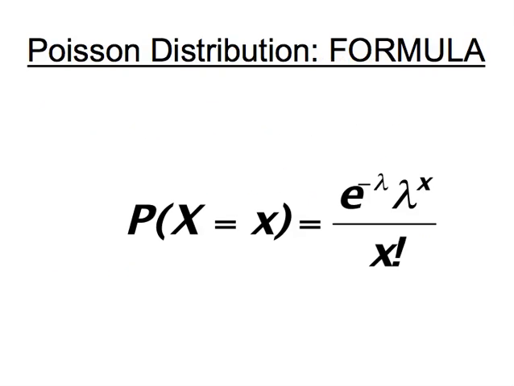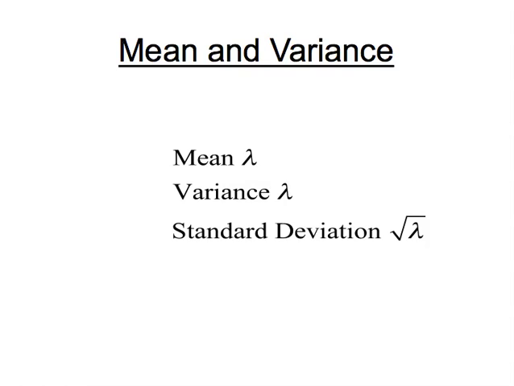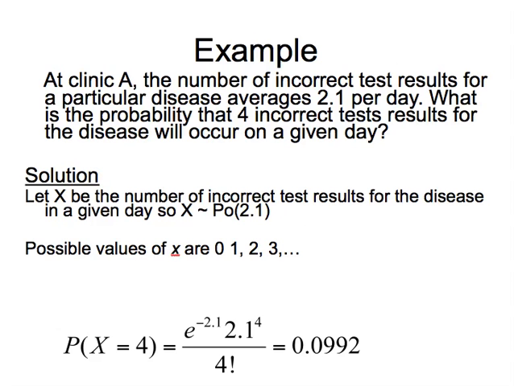The formula is e to the minus lambda, lambda to the x over x factorial. Now, e is a function you should find on your calculator. It's above ln, so usually you have to do shift or second function to get to that e. And the factorial function should also be on your calculator. Now I'll just quickly talk about the mean and the variance of the Poisson. The mean is lambda, the variance is also lambda, and the standard deviation is the square root of lambda. So that's very easy. Now let's look at an example.